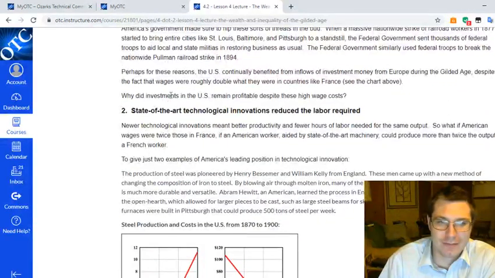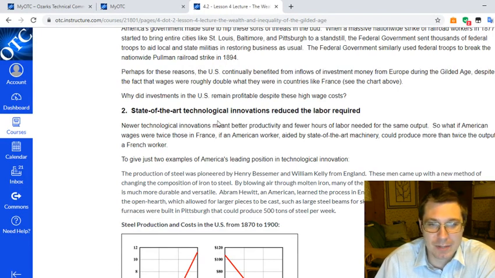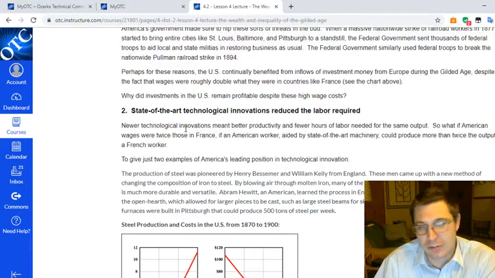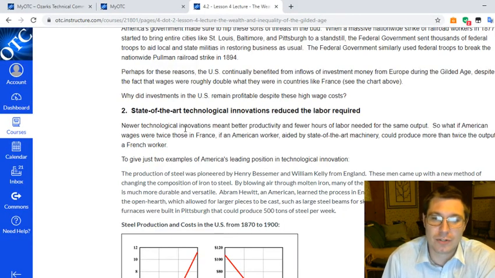So why did investments in the U.S. remain profitable despite these relatively high wage costs? Reason number 2 would be state-of-the-art technological innovations that reduce the labor required to produce things in the U.S. Newer technological innovations meant better productivity and fewer hours of labor needed for the same output. So what if American wages were twice those in France? If an American worker, aided by state-of-the-art machinery, could produce more than twice the output of a French worker per every hour.